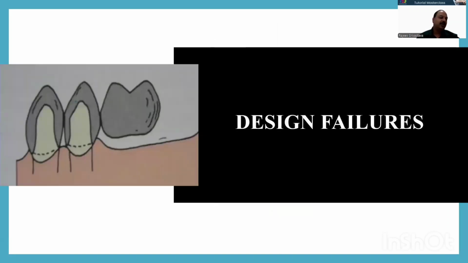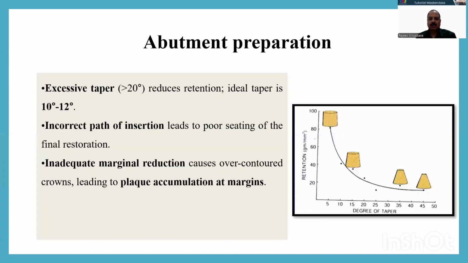Then design failure. You can see here that with the help of two premolars, one molar has been given as a cantilever, and this is the most common scenario seen in your day-to-day practice, where the dentist is not able to do an implant or any other treatment plan. They just prepare two premolars and give one molar as a pontic. It is mainly seen in private practice, not in the colleges.